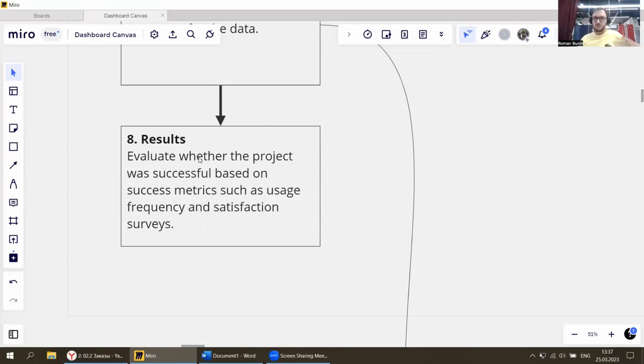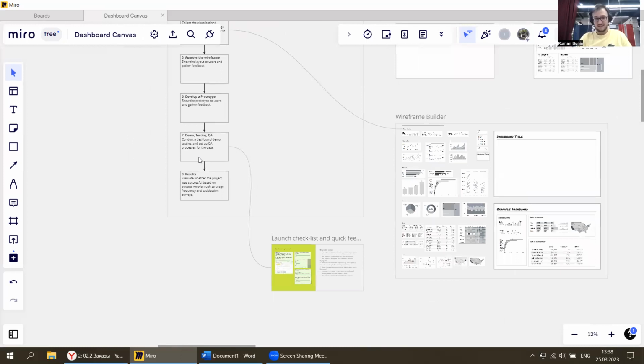So you should try to understand whether it was used. You can also provide some questionnaire about whether your business users like it or not, and so on. So you should evaluate how your dashboard works, don't forget about it, and try to apply an analyst approach to it. So mostly that's it.